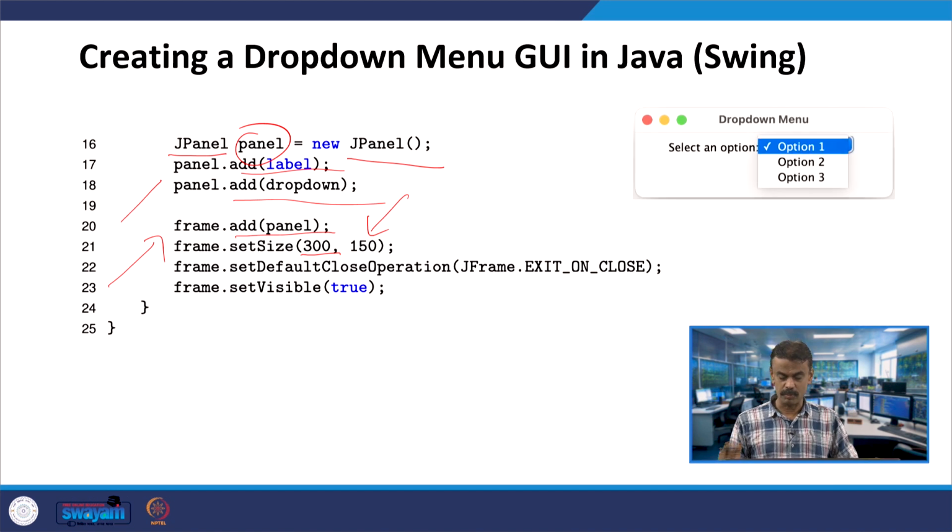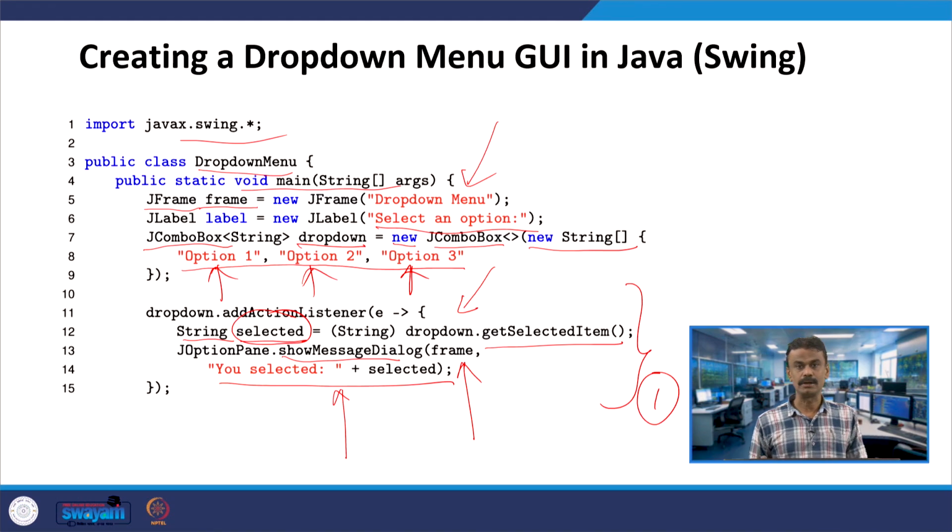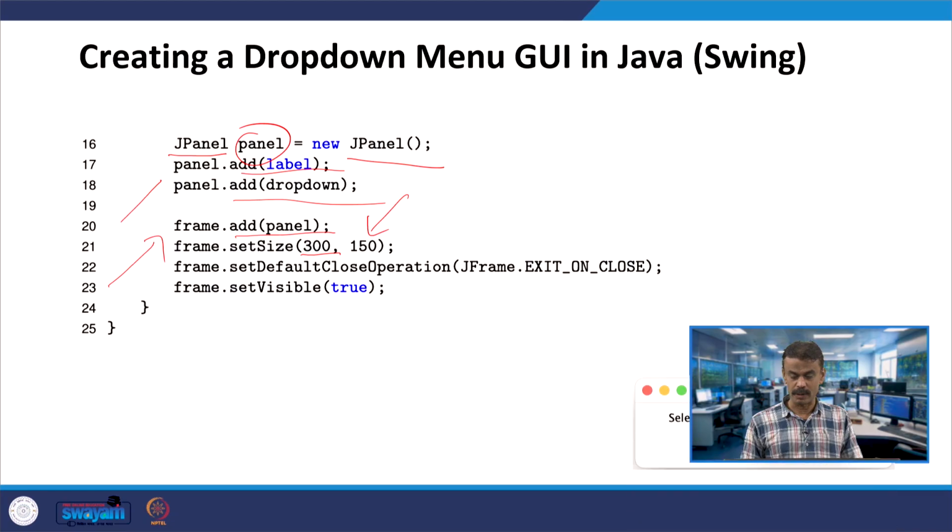So, you are seeing a drop down menu, select an option. Let us say whichever option we are selecting, accordingly it will be printing, right. So, it will print like this. Suppose assume that option 1 I selected, it will print you selected option 1, line number 14. Okay. So, this we will check in the program.